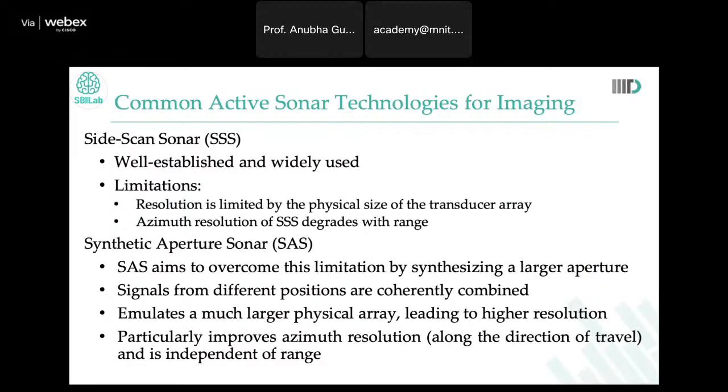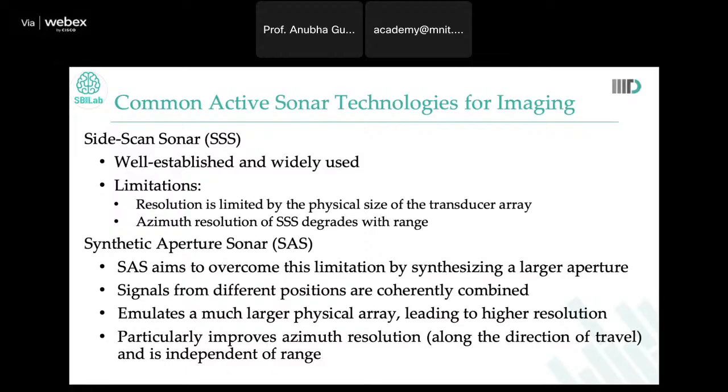Common active sonar technologies, as I already said, are two: SSS, that is the side scan sonar, and synthetic aperture sonar. SSS or side scan sonar is well established and widely used. However, it has certain limitations. For example, resolution is limited by the physical size of the transducer array. Azimuth resolution of side scan sonar also degrades with range. This becomes a bigger limitation of the side scan sonar.